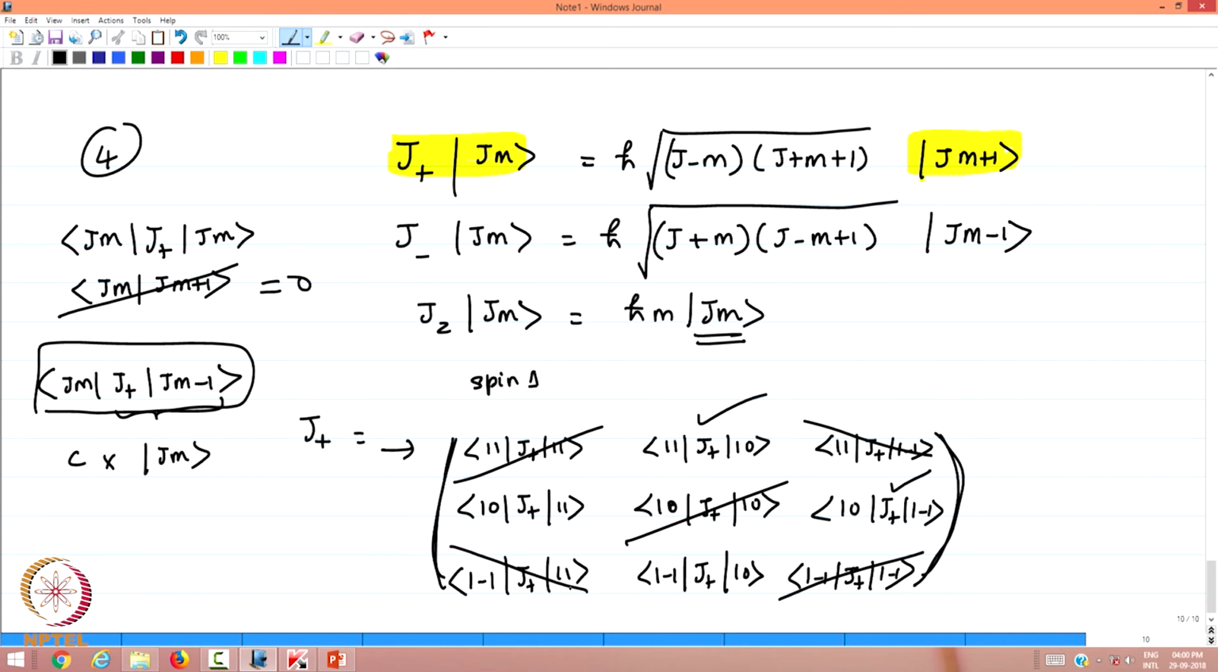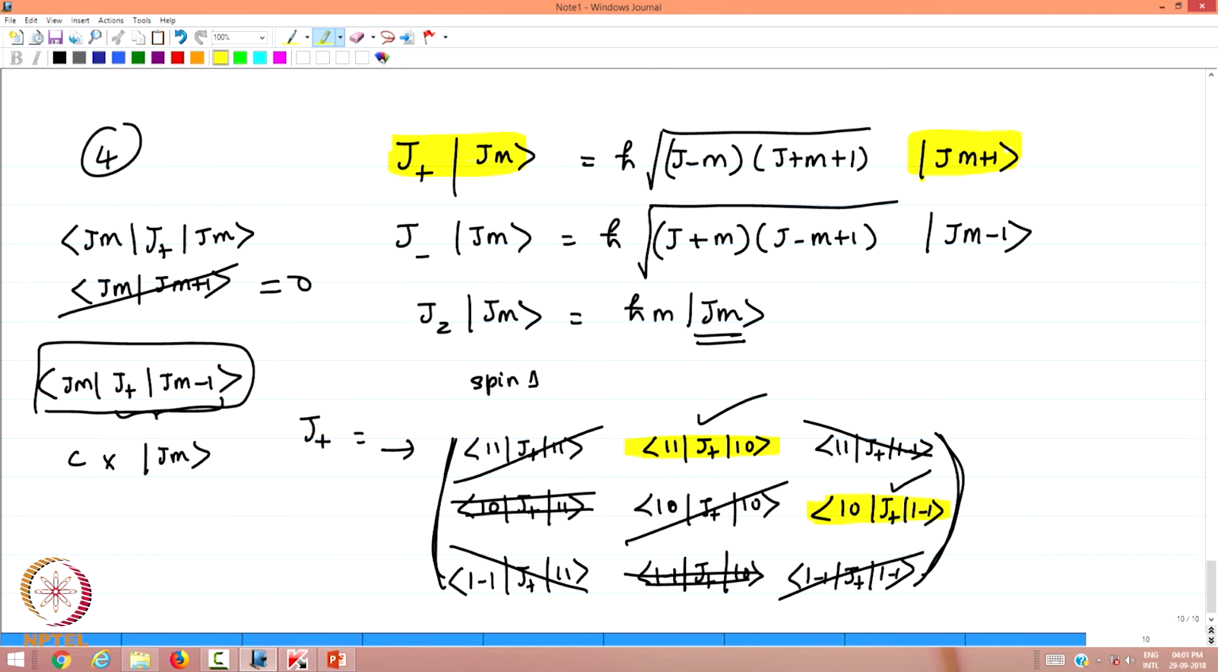this is also 0. Here we do not even have a problem, J plus on 1 1 is anyway 0, because this is the maximum value. Remember, when m is equal to j, this goes to 0, therefore, this is 0. And likewise J plus on this we have already looked at, and you can see that this is also 0, since it will actually move it to 1 plus 1, and therefore, this is also 0. So, you are essentially left with calculating only 2 matrix elements for J plus in the spin 1 state, this one and this one.